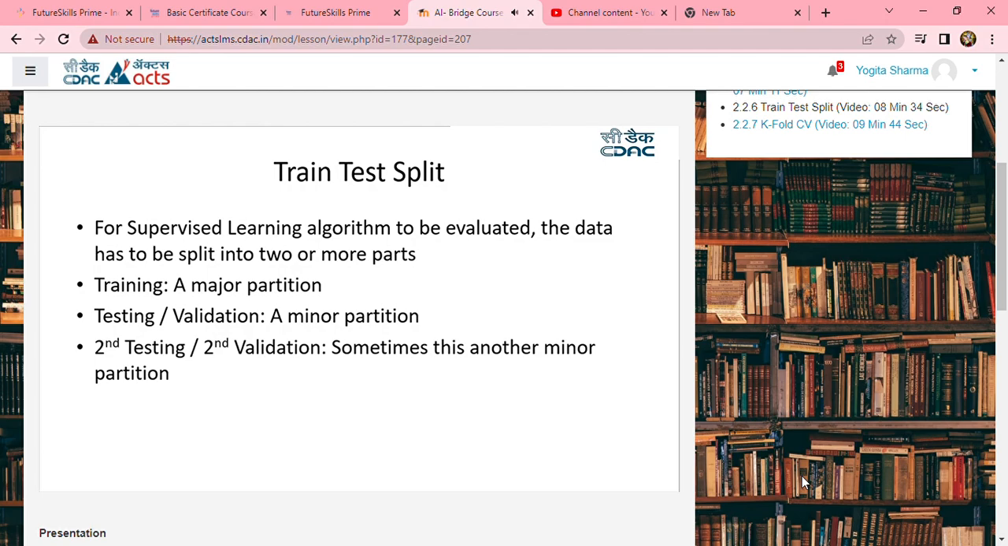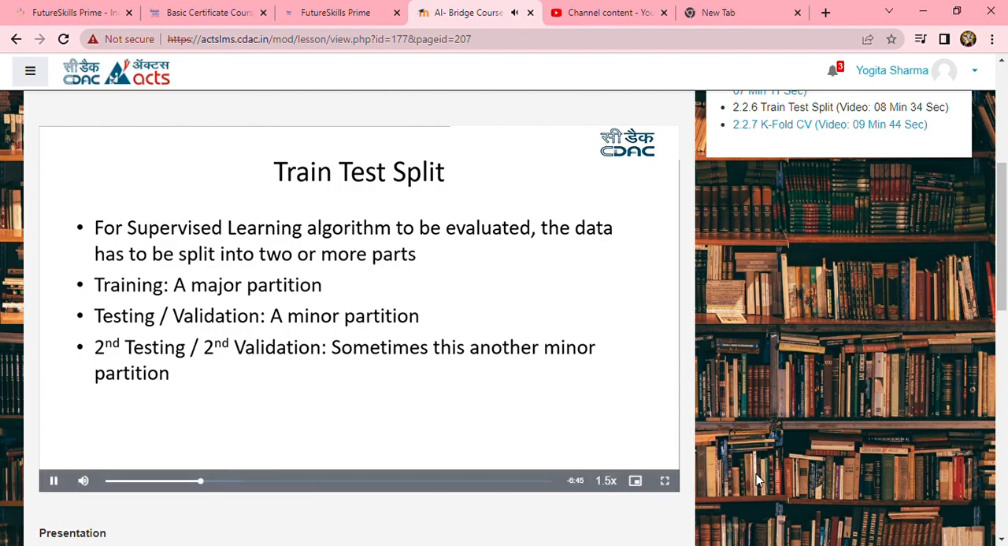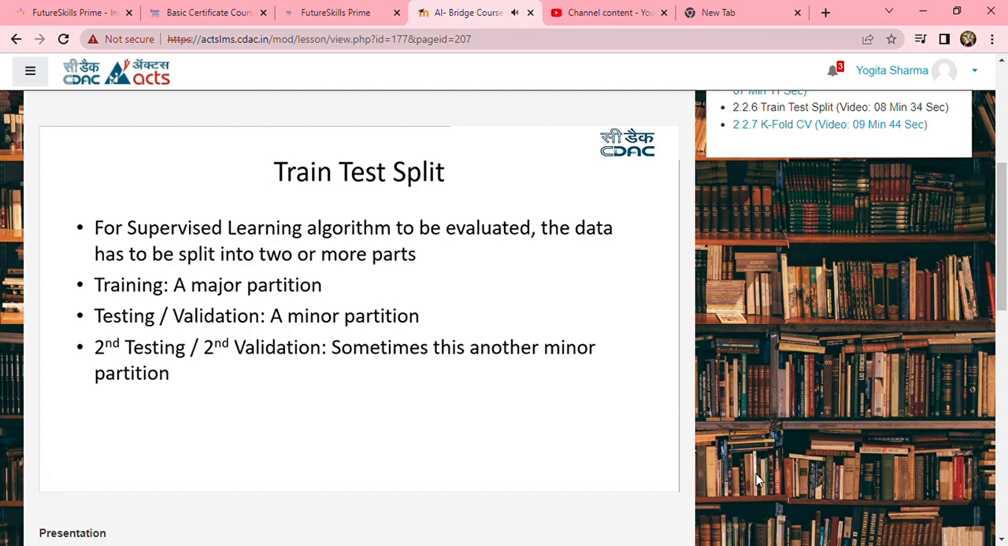Consider that we have just two partitions, training and testing. With training, we will be building the models on the training set, and with the testing or validation partition, we will be evaluating the models on the testing or validation partition. Let's see the workflow of it.